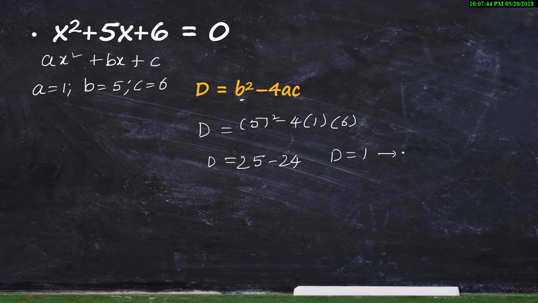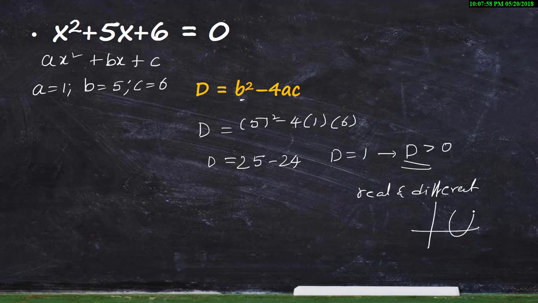See, d greater than 0. D greater than 0 means the roots are real and different, and the graph will cut the x-axis at two different points, either like this or like this. Now we'll check it.